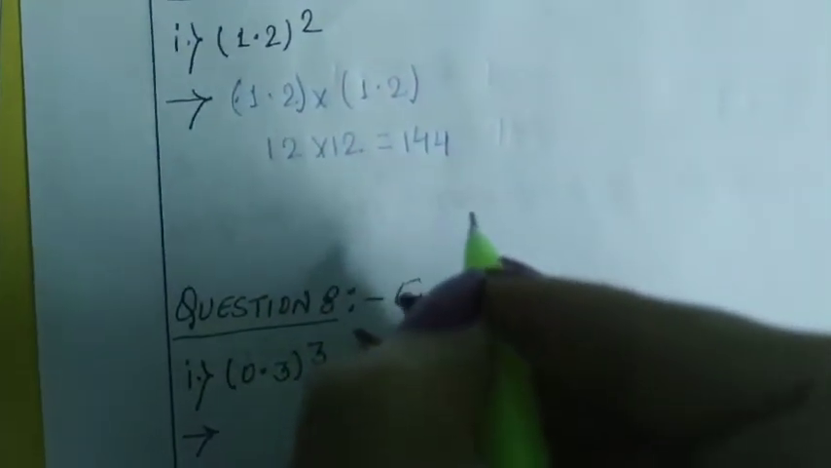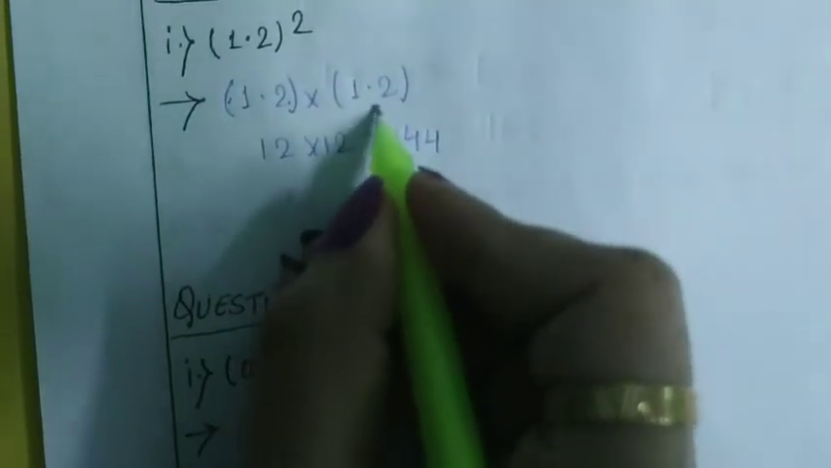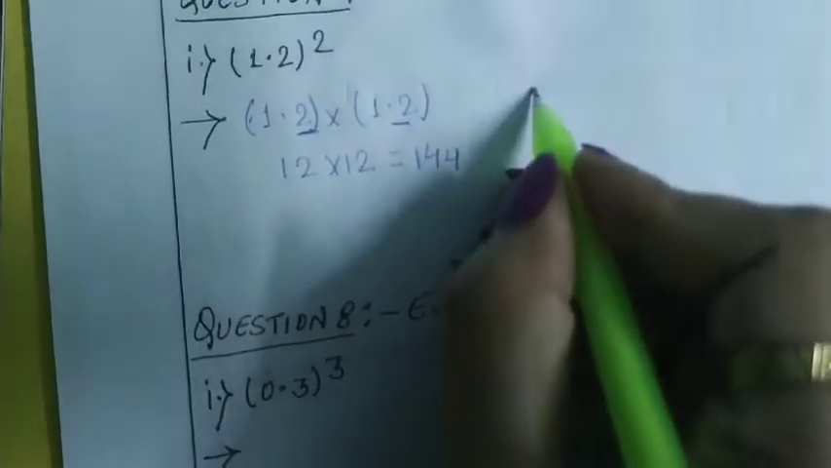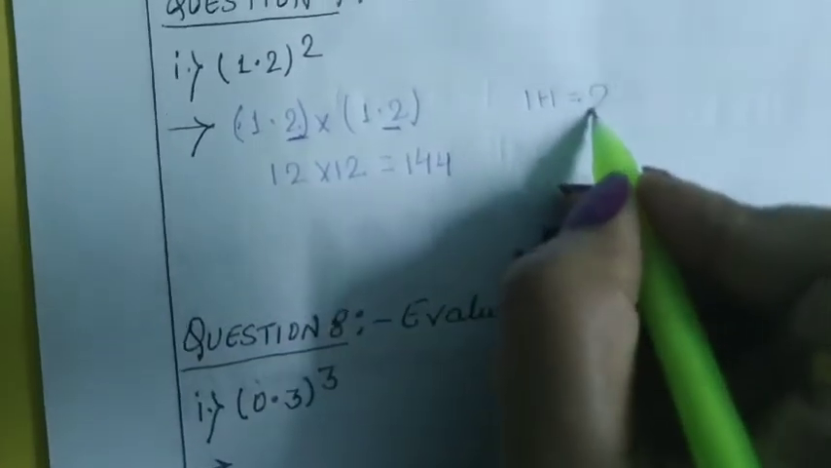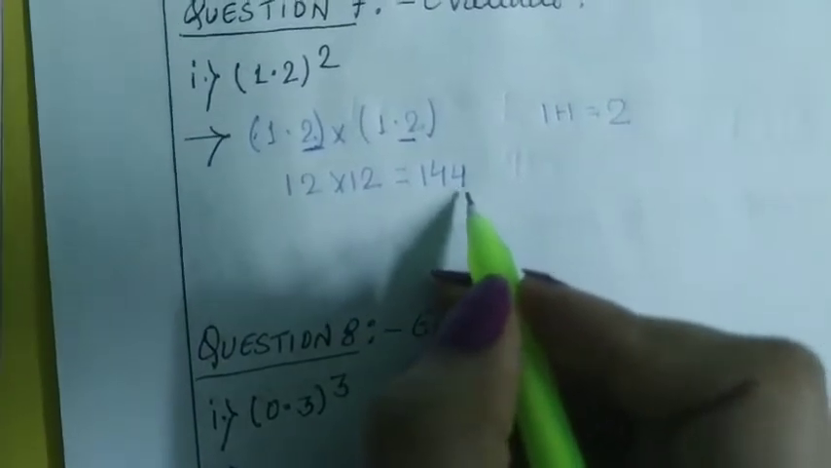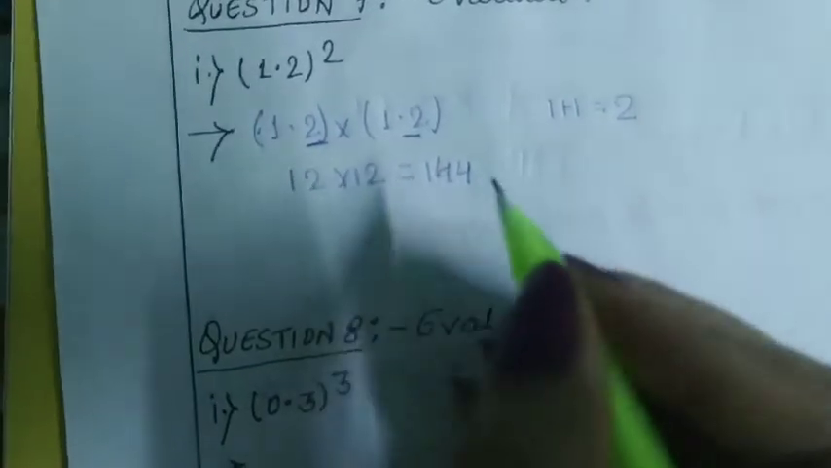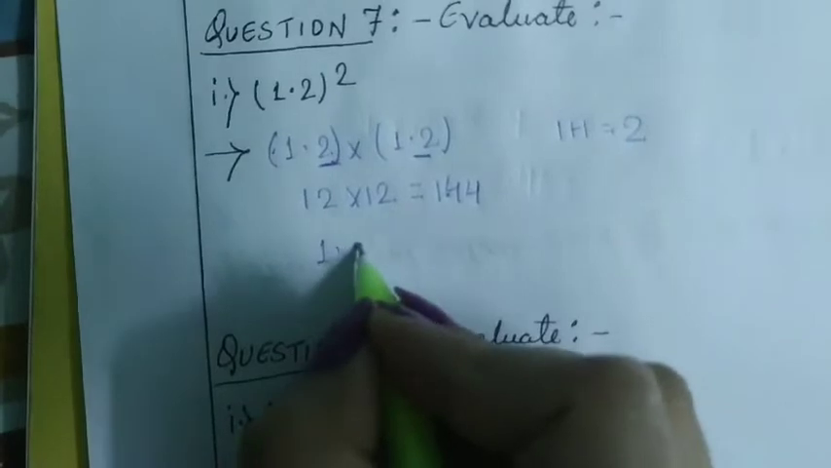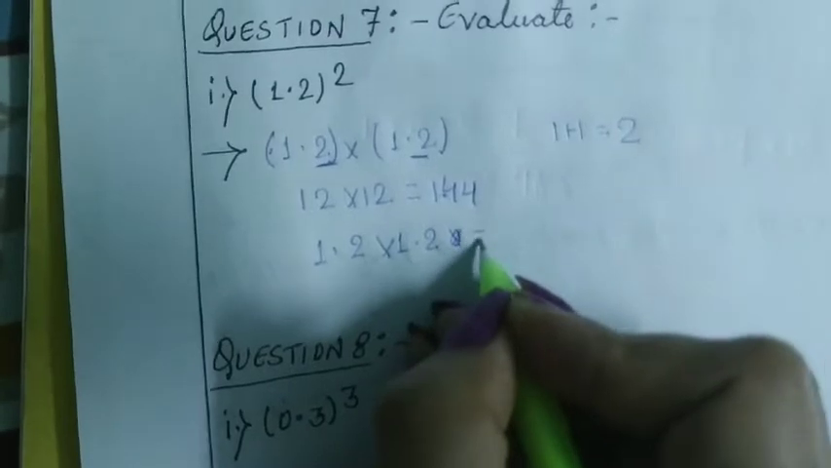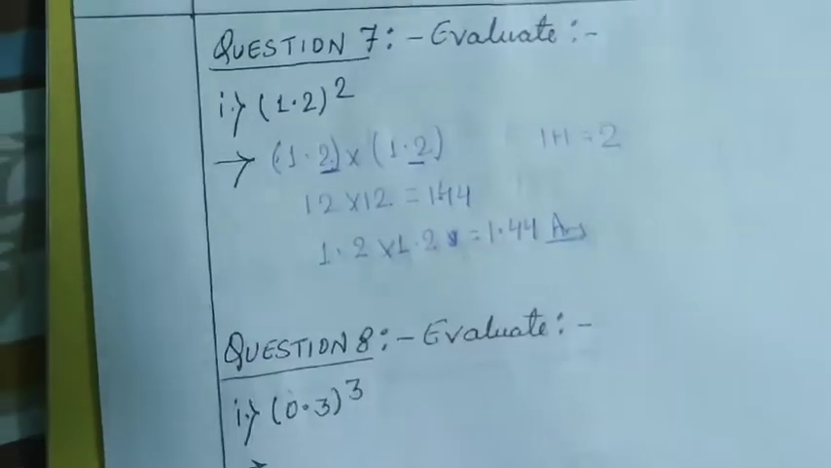Now we will put the decimal mark. For putting the decimal mark, we will count the number of digits after the decimal point. 1 and the next 1. That means the number of decimal digits is 2. So we will count the digits from the right side. 4 is the first one and 4 is the second one. After that we will put the decimal mark. That means 1.2 into 1.2, we will get 1.44. 1.44 is the answer. Similarly, come to the next question.